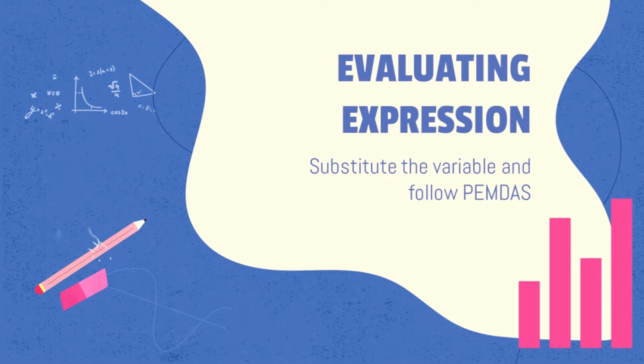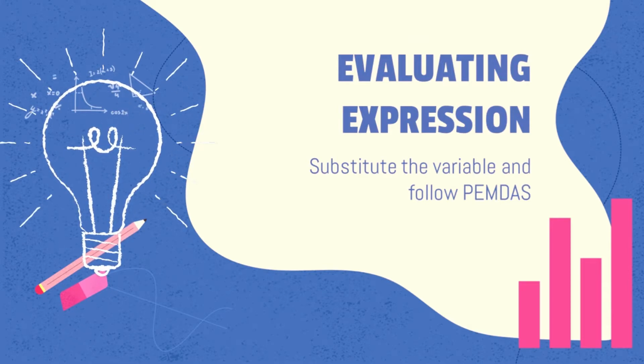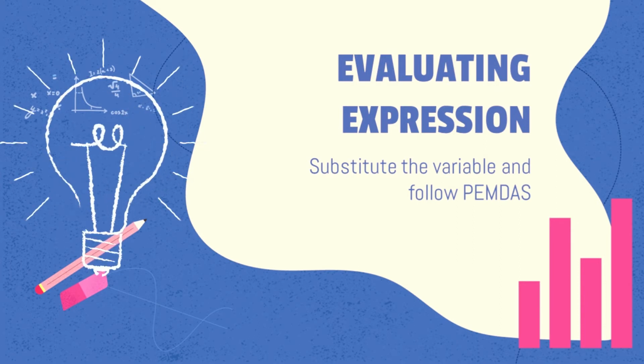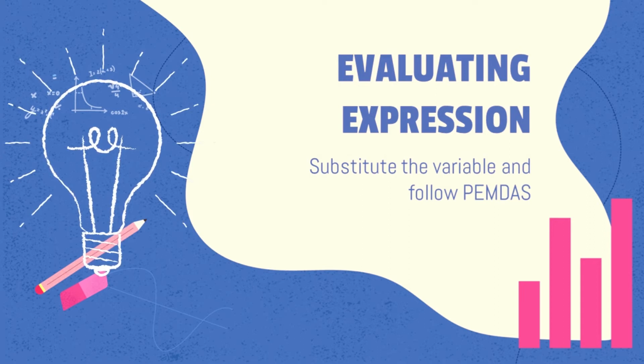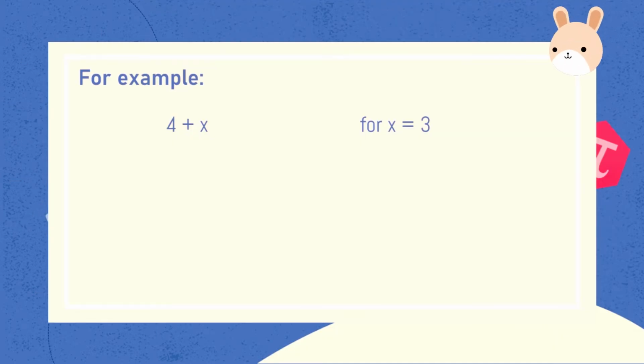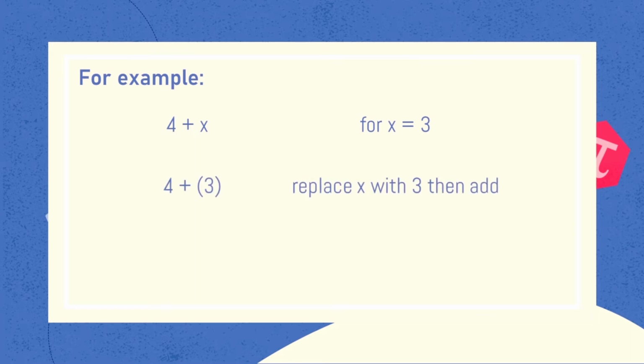And now, let's learn how to evaluate expressions. The first form of evaluating expressions is used when we know the value of each variable in the expression. Remember that every time you evaluate where the variable is given, just substitute the variable and follow the order: parentheses, exponent, multiplication, division, addition, and subtraction, or PEMDAS. For example, 4 plus x, for x equal to 3. Replace x with 3, then add: 4 plus 3 is equal to 7.